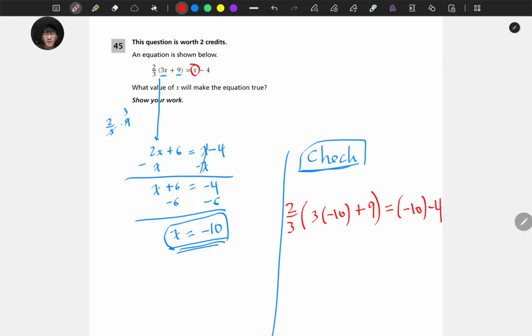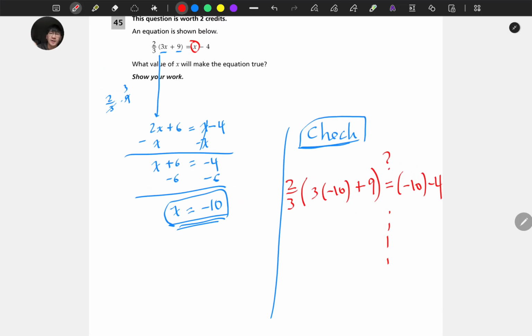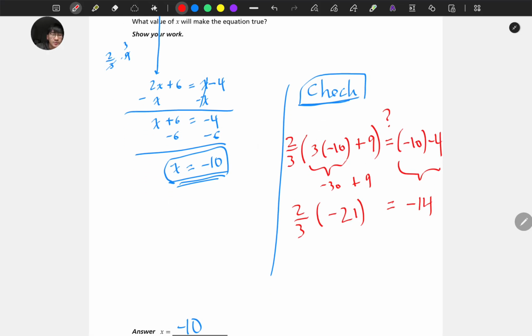Okay, great. And now we have to see if this answer is correct, then that means that after we simplify both sides, we're gonna get a true statement, like a number is equal to the same number. So let's just simplify now. Negative 10 minus 4 is negative 14. So negative 14 is equal to, and now PEMDAS tells me to do the inside of the parentheses first, and then the multiplication. So 3 times negative 10 is negative 30, so it's negative 30 plus 9, that is negative 21. So the whole parentheses is going to be negative 21, and 2/3 times negative 21 is equal to negative 14.